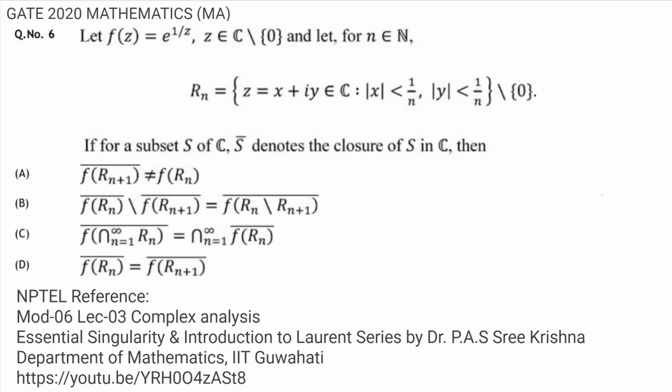If for a subset S of C, S bar denotes the closure of S in C, then the four options given are: f of Rn plus 1 whole bar is not equal to f of Rn. Second option, f of Rn whole bar minus f of Rn plus 1 whole bar equal to f of Rn minus Rn plus 1 whole bar. And third option is f of intersection n equal to 1 to infinity Rn whole bar equal to intersection n equal to 1 to infinity f of Rn whole bar. And option D, f of Rn whole bar equal to f of Rn plus 1 whole bar.